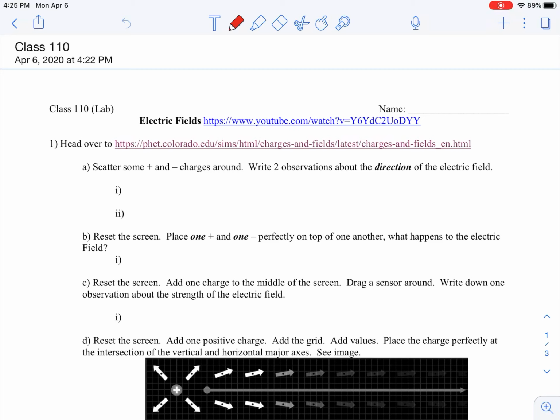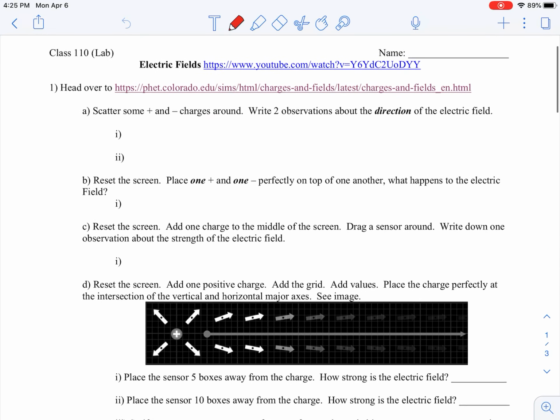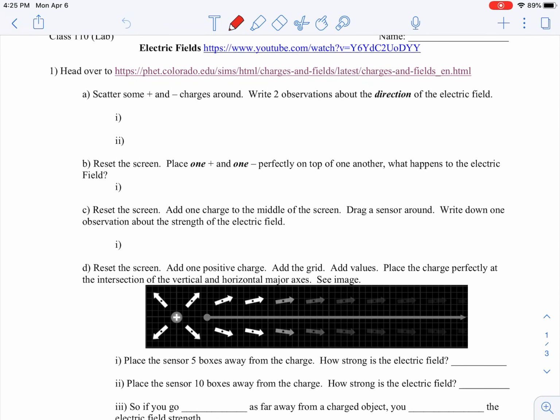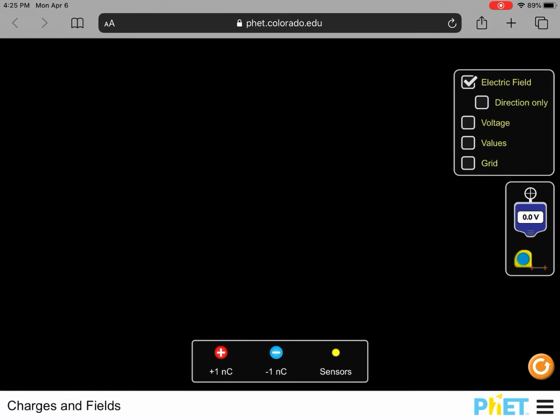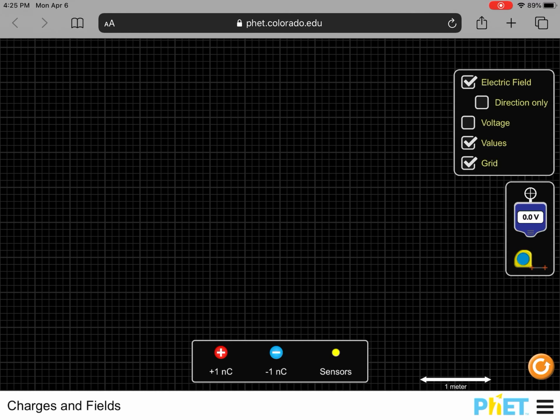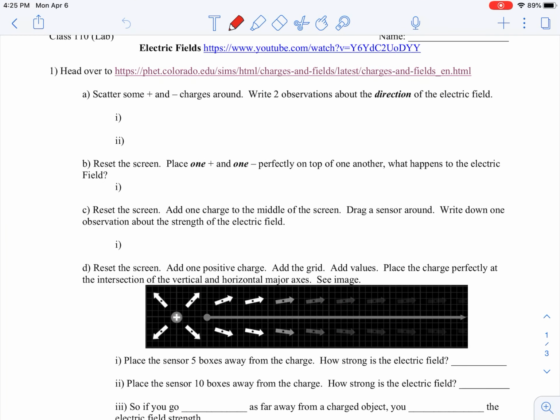All right. After you check out that video, you're going to check out a PhET simulation. So you're going to follow this link right here and then follow some of the prompts I give you. I'll go through that with you. But the first thing you do is you go to the simulation, and I would turn on here values and grid. Okay. And the first thing it tells you to do is scatter some positive and negative charges around.